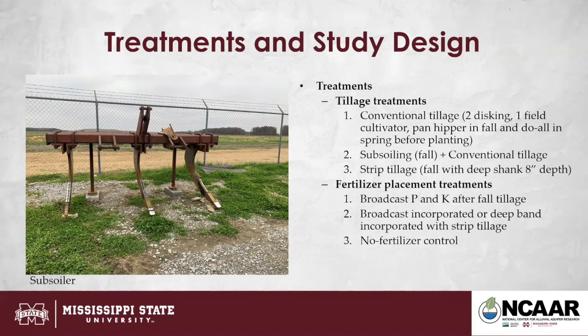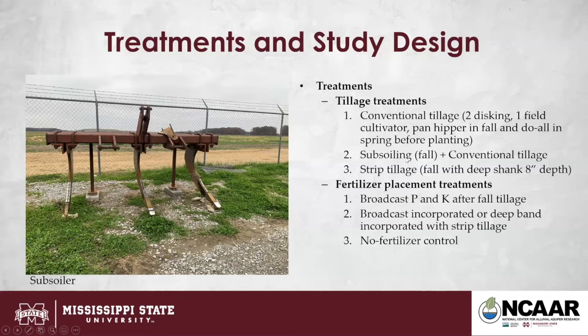Under each of the tillage treatments, we had fertilizer placement treatments, and these were either broadcast of the fertilizer, or broadcast incorporated of the fertilizer, or deep band incorporated in the strip with the strip till. And then finally, the last was the control with no fertilizer. So under conventional till, we broadcasted the fertilizer after doing conventional tillage. Similarly, before doing conventional tillage, we broadcasted the fertilizer so that it's incorporated in the soil.